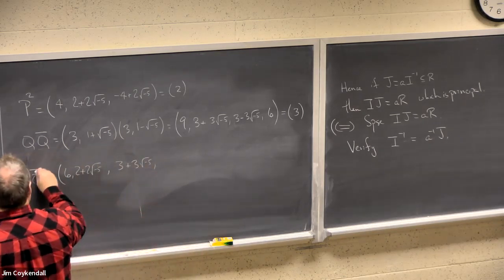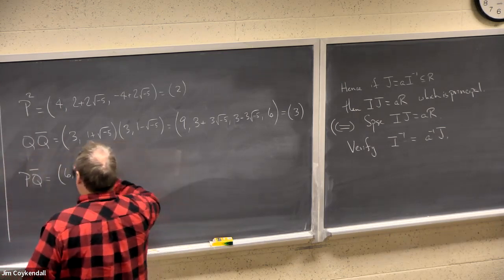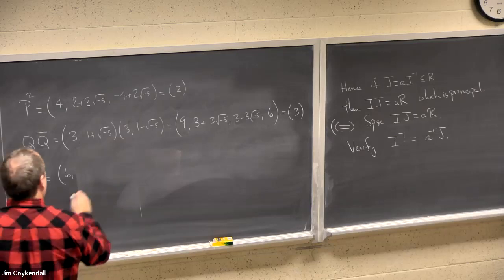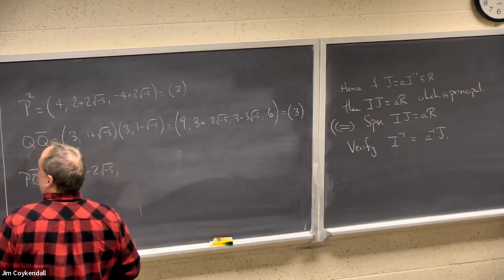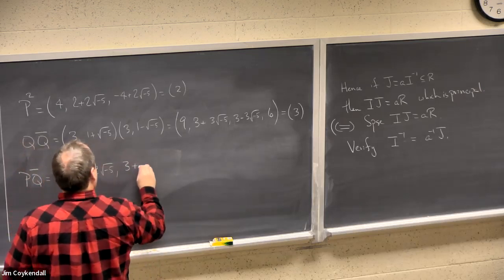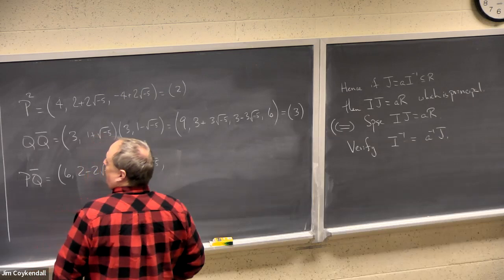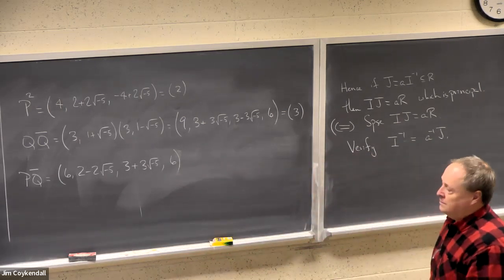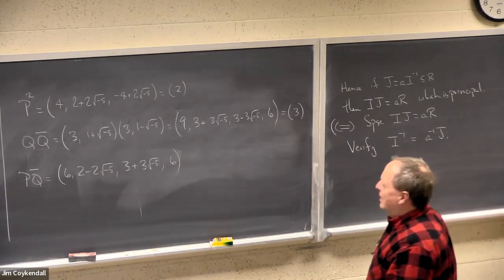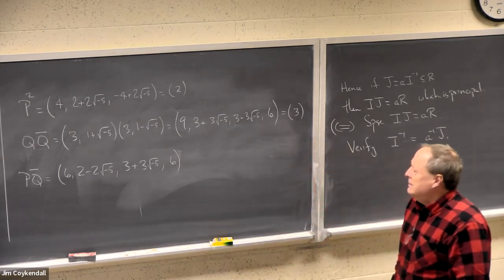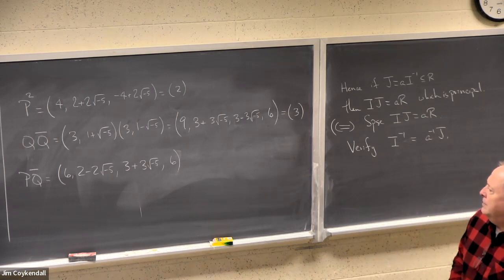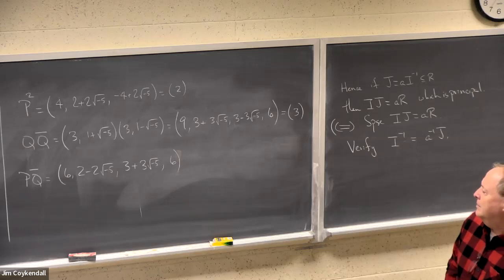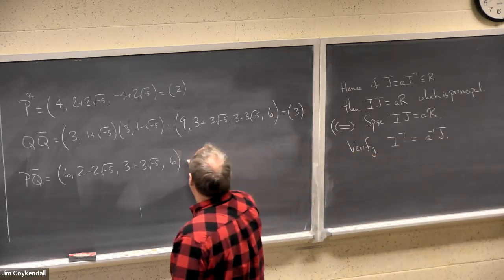Let's do PQ bar, because I think that'll be easier for me. If I do PQ bar, I get 6. I get 2 minus 2 radical negative 5. I get 3 plus 3 radical negative 5. And I get 6. Not really clear it's principal, is it? But it is. Anybody see what the generator is?